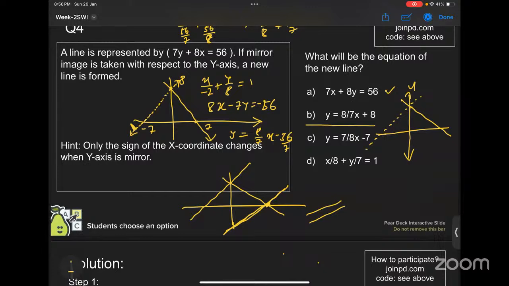So when we take the reflection with respect to the y-axis, our x coordinate will change to the negative. The length will be the same, but we will take the negative length. But if you reflect the same thing with respect to the x-axis, then your y coordinate will change from positive to negative. Okay.